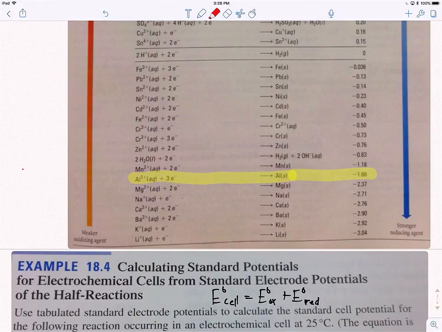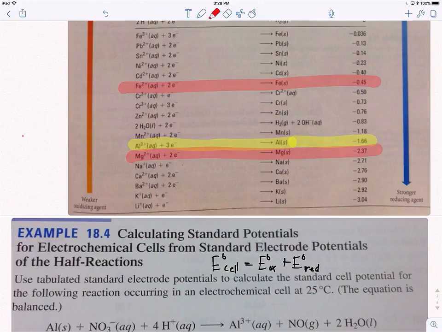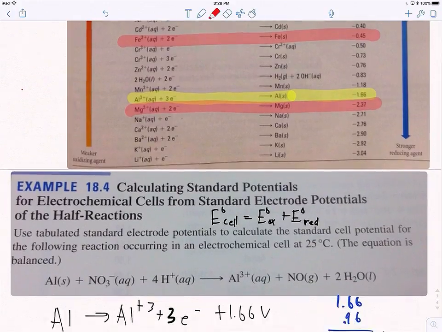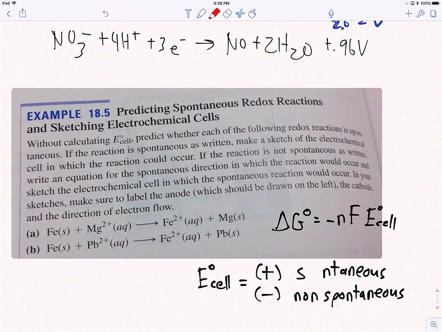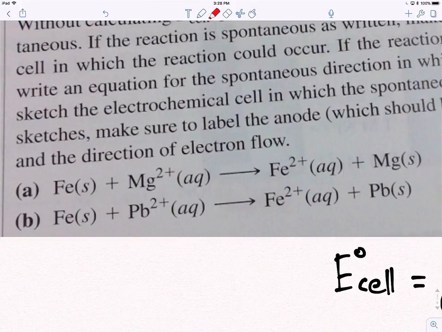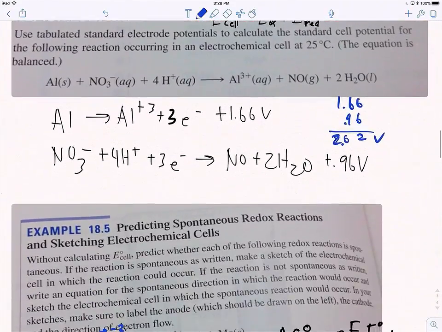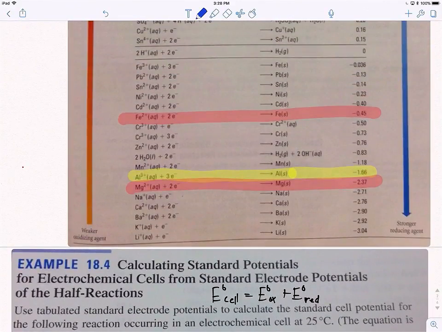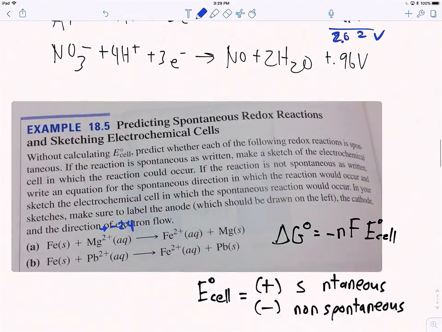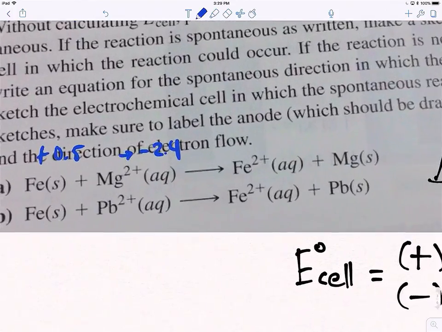So it's iron plus 2. Iron plus 2 is here, and magnesium is down there. So magnesium reducing. So this is going to be about minus 2.4. And iron oxidizing is plus 0.45. So this is plus 0.5.